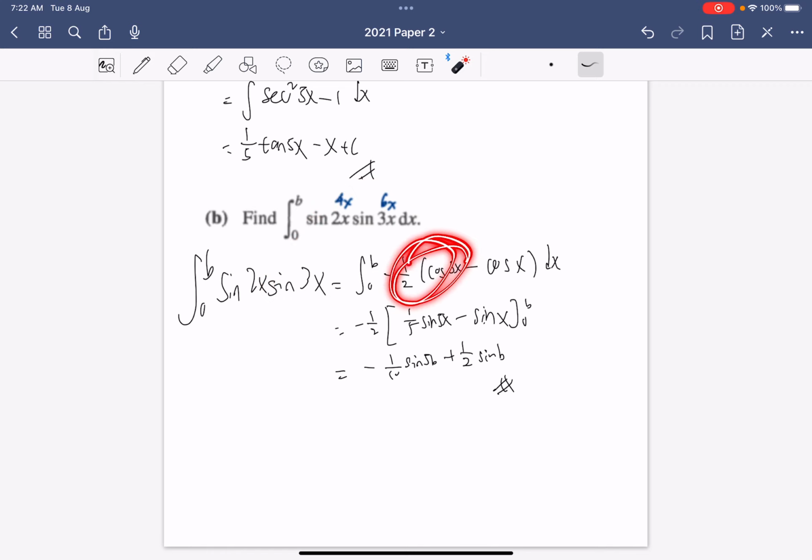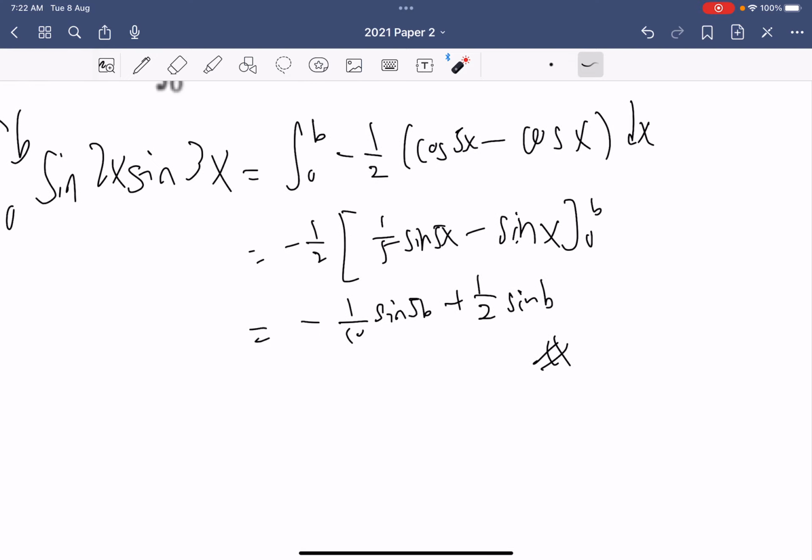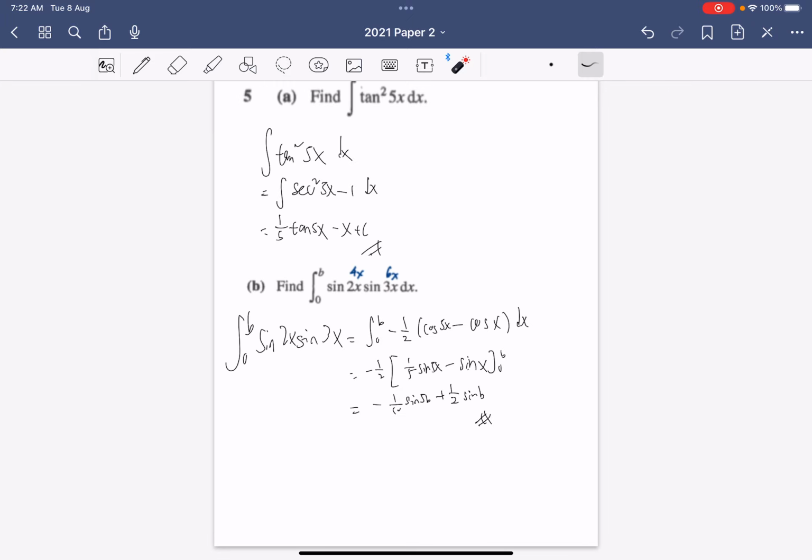So you just need to integrate this, which is easy, which is just 1 over 5 sine 5x. Then this is just sine x. Then you input the values from b, and then you minus the values that you input at 0, and you should get this answer.